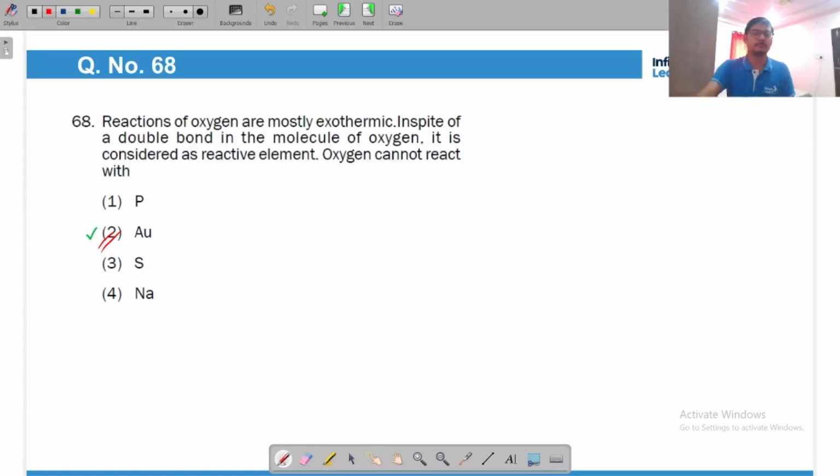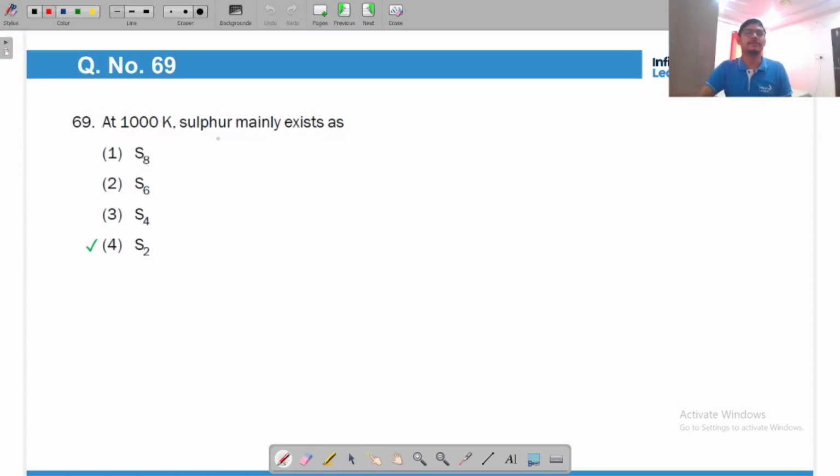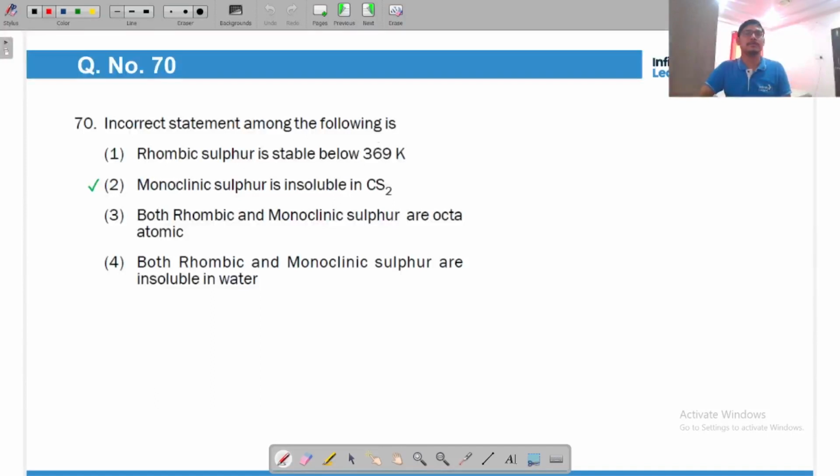Okay. At 1000 Kelvin, sulfur mainly exists in the form of S2, where it is paramagnetic because of two unpaired electrons, just like oxygen gas. Incorrect statement among the following: monoclinic sulfur is insoluble in CS2. No, it is soluble in CS2, right?